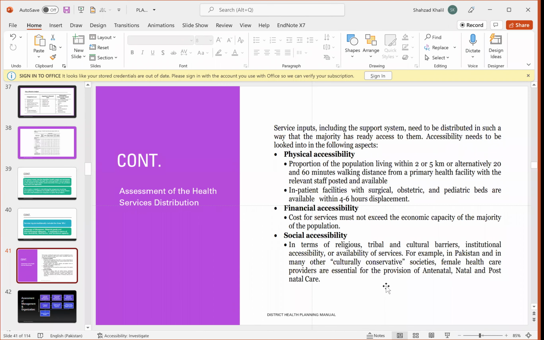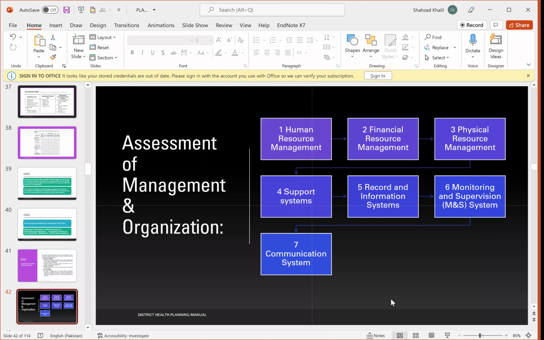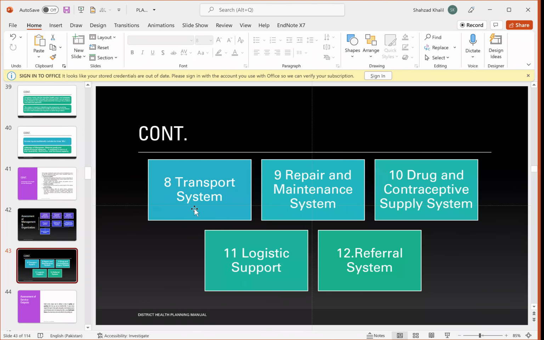and availability of services. For example, in many culturally conservative societies, female healthcare providers are essential for the provision of antenatal, natal, and postnatal care. So the assessment of management organization covers human resource management, financial resource management, physical resource management, support system, record information system, monitoring and supervision system, and communication system. Also transport system, repair and maintenance system, drug and contraceptive supply system, logistics support and referral system.